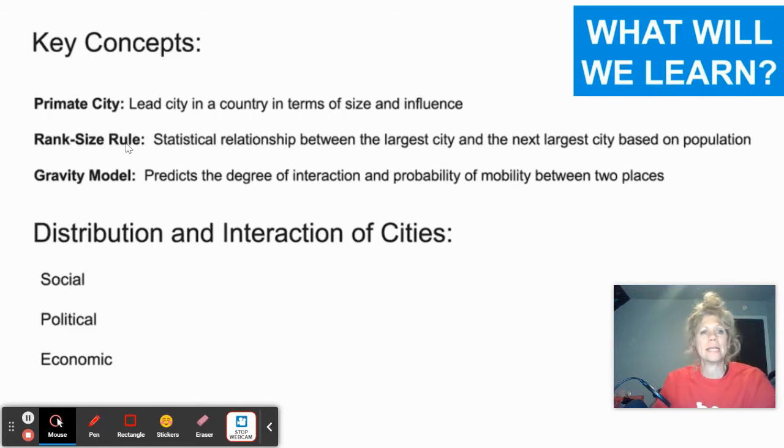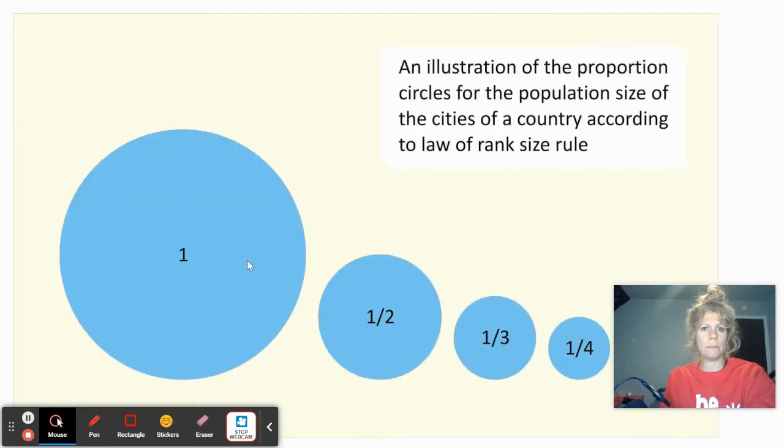And then rank size rule is just a quick little formula we'll do that shows the statistical relationship between the largest city in a country and the next largest city. And it's all based on population. Then the gravity model is just like it sounds. It's a model that predicts the degree of interaction and probability of how people move between two places. Okay. So again, if you need to pause to get those definitions in, go ahead and do so.